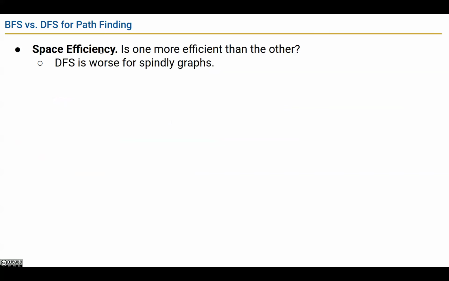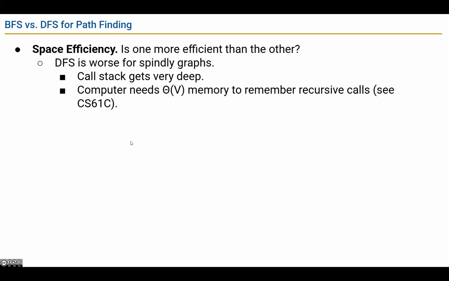If you look at the space that's used for these algorithms, you notice that depth first search actually takes a lot of memory if your graph is very spindly. The reason why is that in depth first search, you keep following paths and keep finding new nodes, and you get a really long stack. So you'll need theta V memory to remember V recursive calls. And chances are in a spindly graph, you're going to have about theta V total nodes in your worst case path.